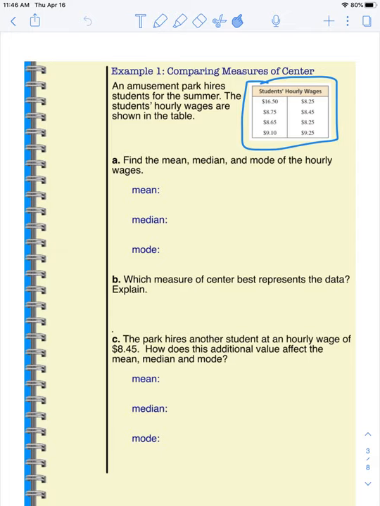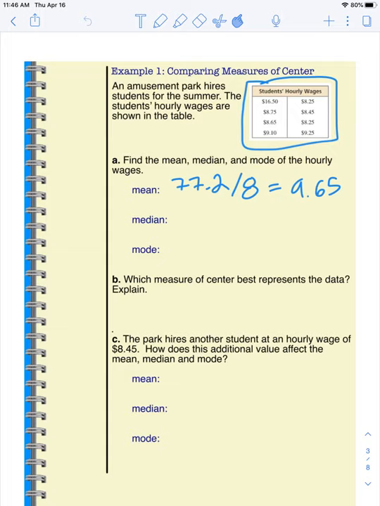So for mean, reminder that that's when we add them all up and divide by how many there are. There are 8 data points. First, we need to find the sum. So we're going to add all these together. 16.5 plus 8.75 plus 8.65 plus 9.1 plus 8.25 plus 8.45 plus 8.25 plus 9.25 is 77.2. That's the sum of all 8 wages. We're going to divide that by 8, and we get 9.65 is the mean hourly wage.